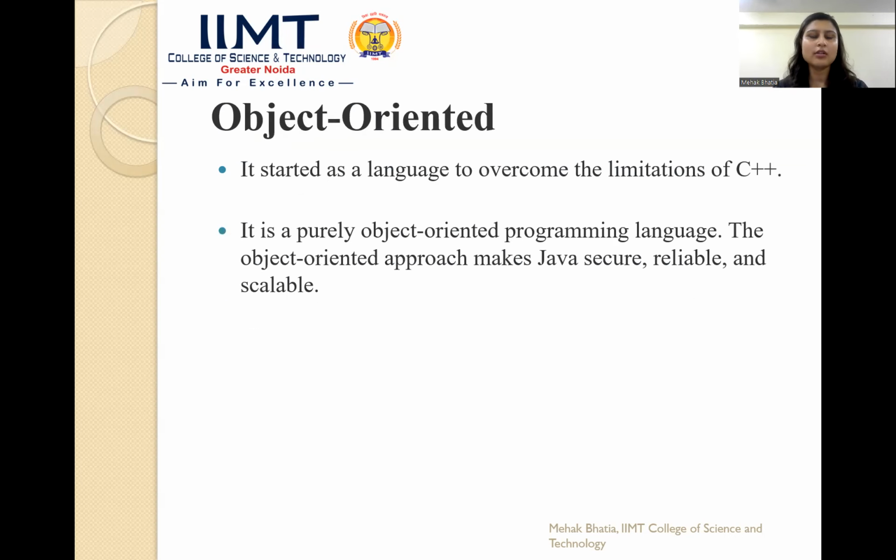Now let's move on to the next feature, which is object-oriented. So we all know Java is object-oriented programming. Java has OOPS concepts. It started as a language to overcome the limitations of C++. So Java was started to overcome the limitations of the C++ programming language. It is a purely object-oriented programming language. The object-oriented approach makes Java secure, reliable, and scalable.